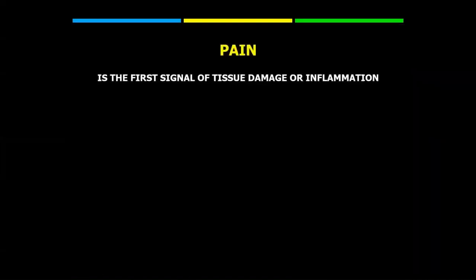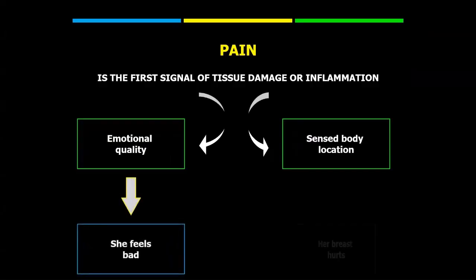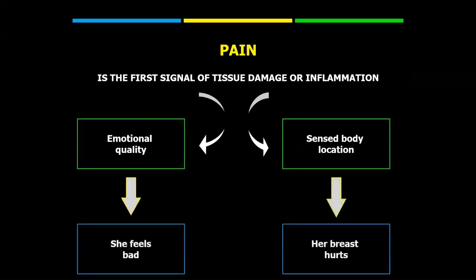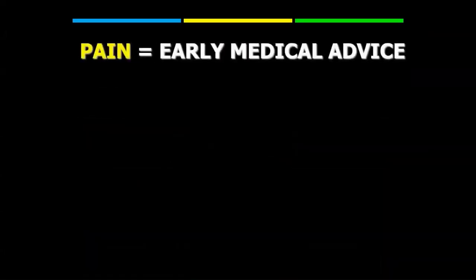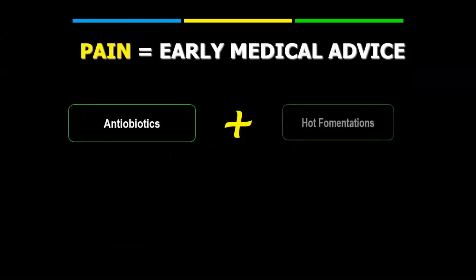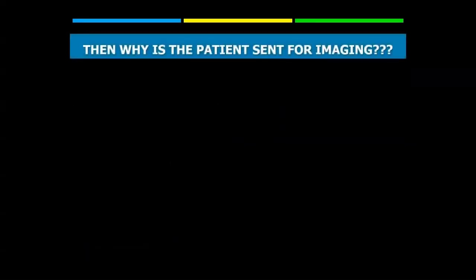Pain is usually the first signal of tissue damage or inflammation, and it usually has an emotional quality together with a sensed body location. That means that any patient presenting with mastitis will feel bad, and at the same time, her breast hurts. It is actually because of this pain that most patients who complain of mastitis seek early medical advice. They are usually given a short course of antibiotics together with hot fomentation, and complete resolution is usually the rule. Then why is the patient sent for imaging?